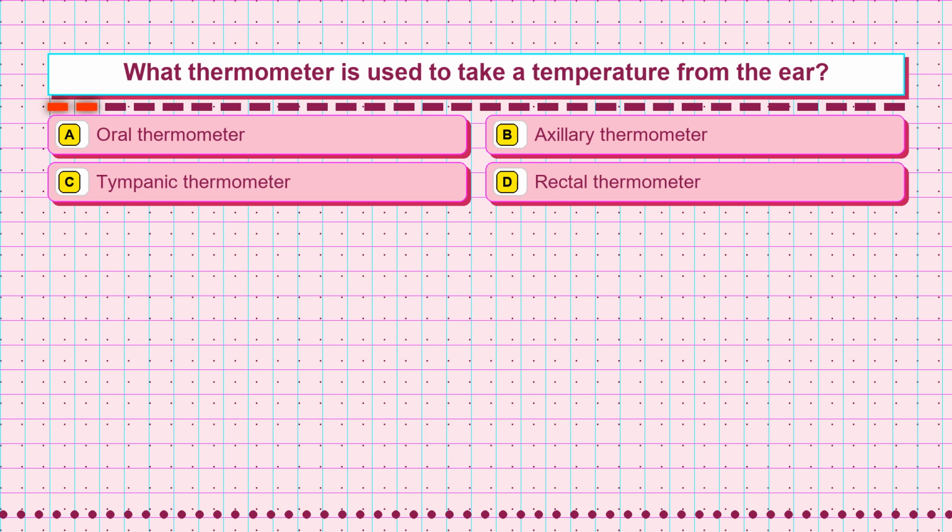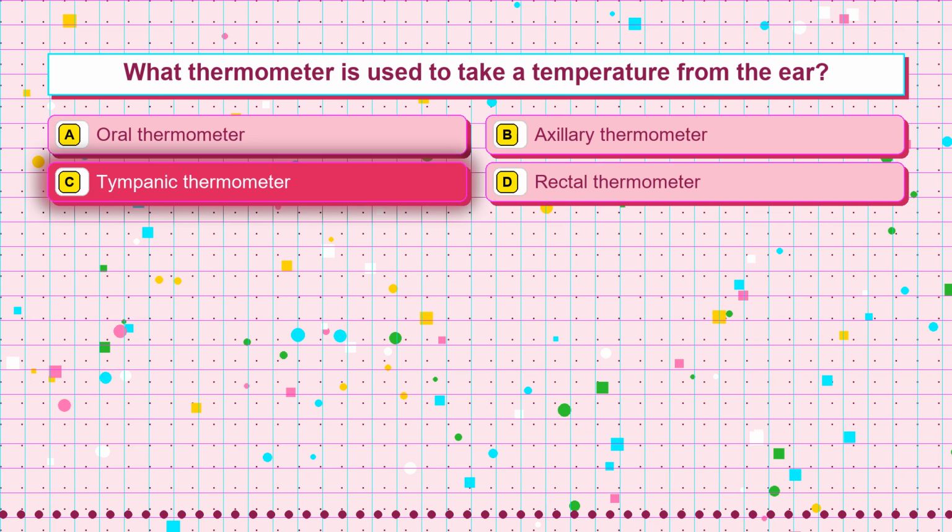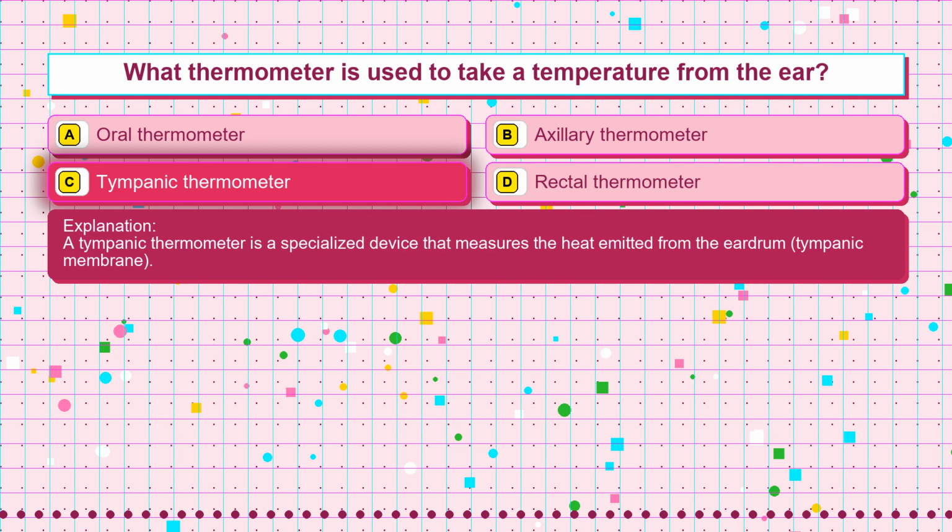Question 34. What thermometer is used to take a temperature from the ear? Option A, oral thermometer. Option B, axillary thermometer. Option C, tympanic thermometer. Option D, rectal thermometer. The correct answer is option C, tympanic thermometer. A tympanic thermometer is a specialized device that measures the heat emitted from the eardrum, the tympanic membrane.